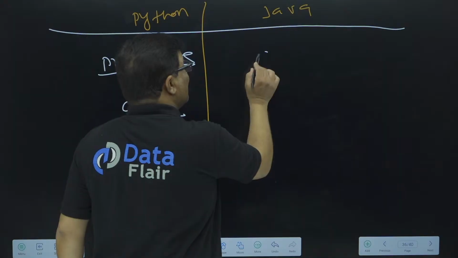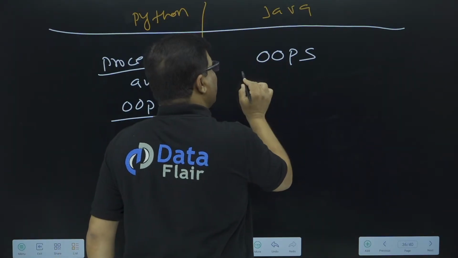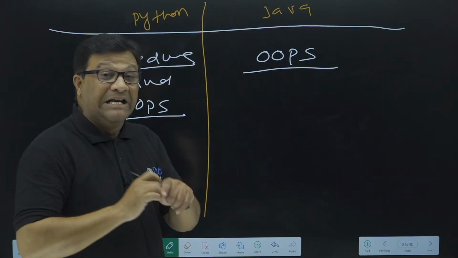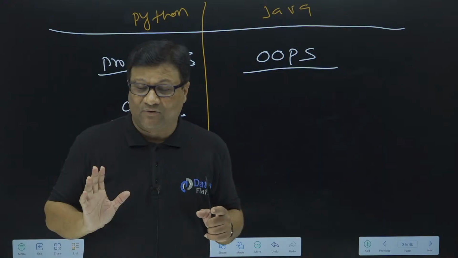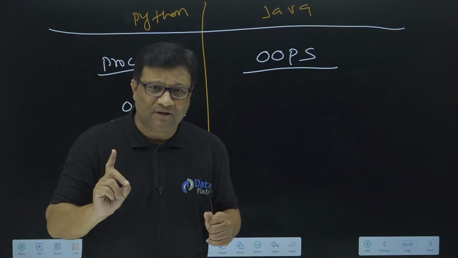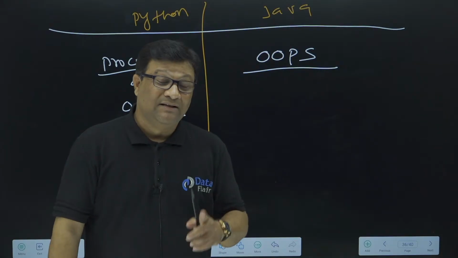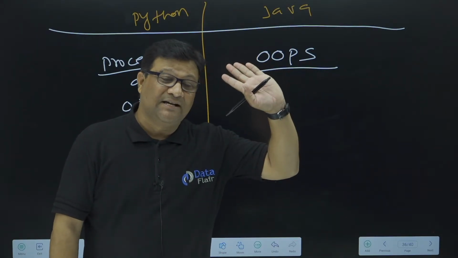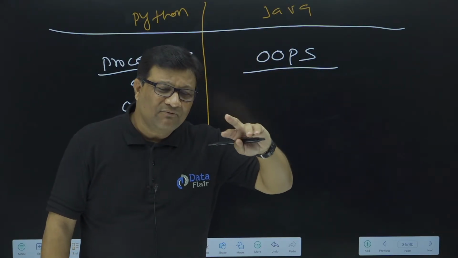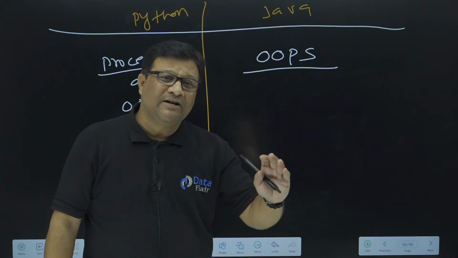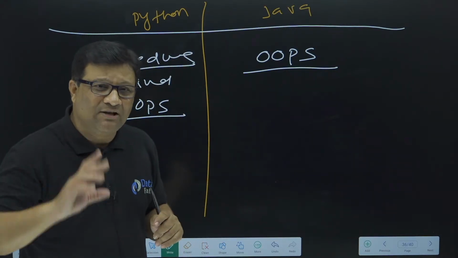While Java supports only the object oriented concept. In Java we never use the procedure oriented concept. Procedure oriented means what? I hope you understood. How many of you understood what I'm trying to explain? I covered that in my first or second lecture. What do you mean by only object oriented, only procedure oriented? What do you mean by procedure oriented?